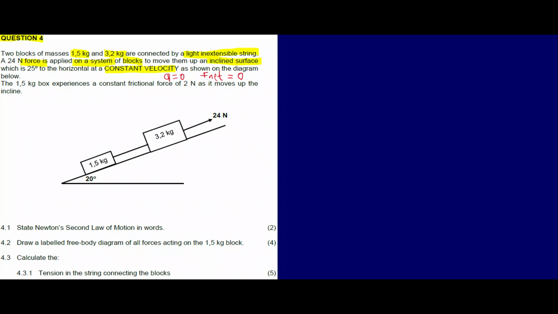But I think we have some information here that is important, as shown on the diagram below. The 1.5 kg box experiences a constant frictional force of 2 newtons as it moves up the incline. So let's do that one. Question 4 here. I'm not going to state Newton's second law again, so I'll simply move on to 4.2.